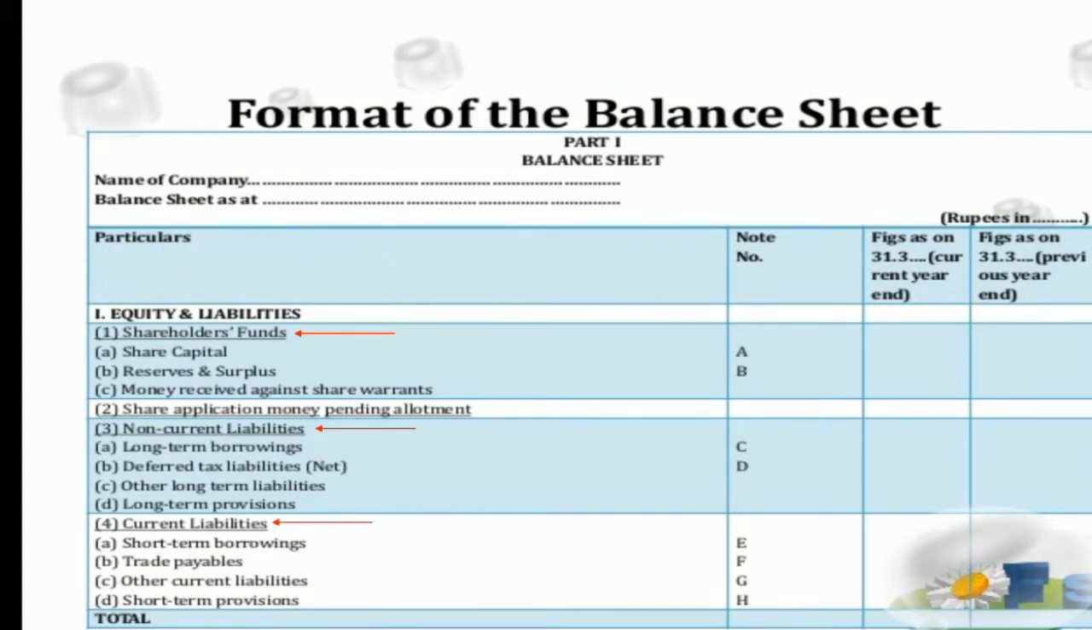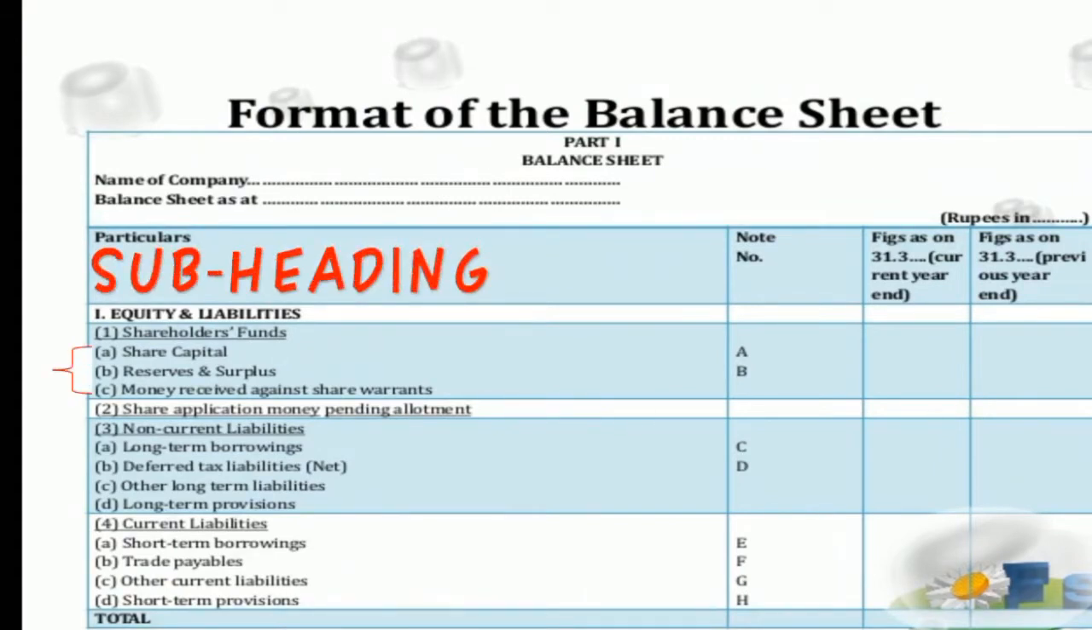And the subheadings are these. In shareholders' fund, you can see share capital, reserves and surplus, money received against share warrants. These are the subheadings. In non-current liabilities, these four are the subheadings, and in current liabilities, these four are the subheadings. So if I ask you what will be the heading and subheading of general reserve, you can see reserves and surplus is under shareholders' fund. So it is easy to find that the subheading of general reserve will be reserves and surplus and the main heading will be shareholders' fund.